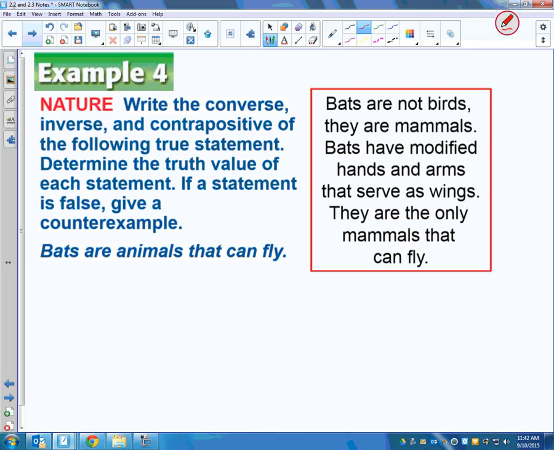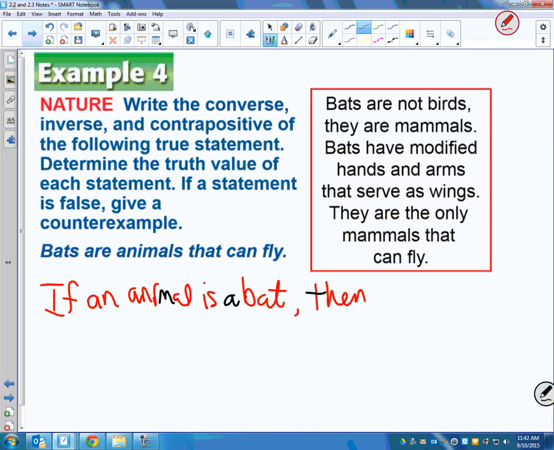How about if an animal is a bat, then it can fly? Does that sound okay? I think bats and animals have to stay together in the hypothesis for this. So I'm going to say, if an animal is a bat, then it can fly. What if it's a bat with no wings? Then that's a counterexample.